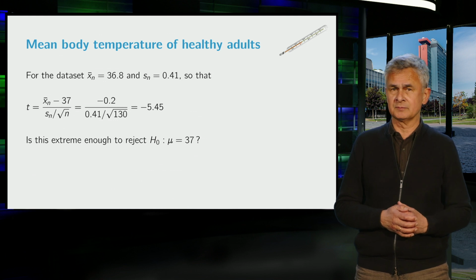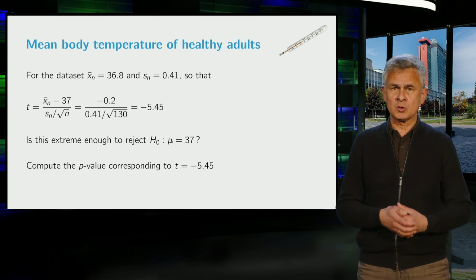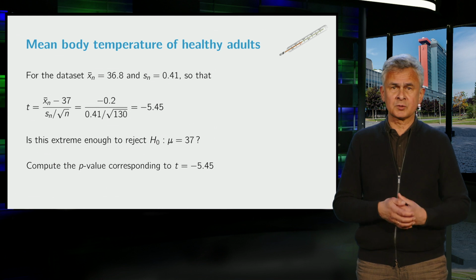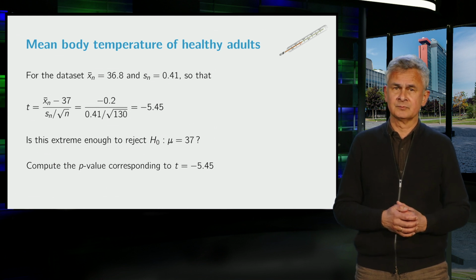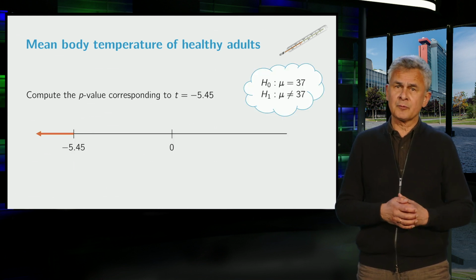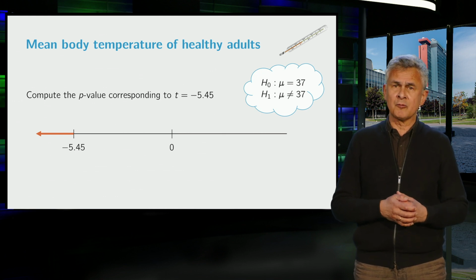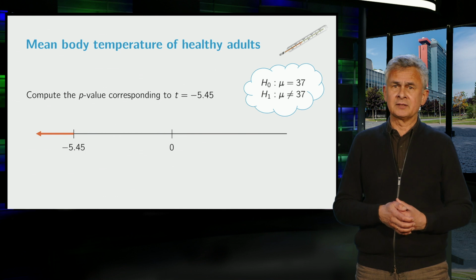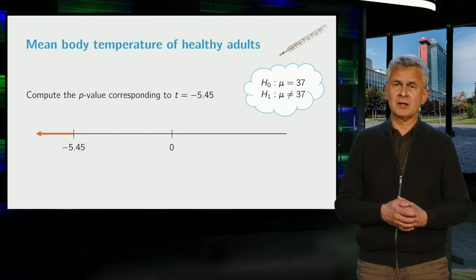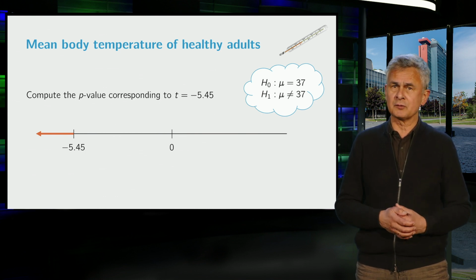To answer this question, we compute the corresponding p-value. Well, recall from the first video of this week that the p-value is the probability of finding an outcome of t that is more extreme than the observed value in the direction of the alternative hypothesis.